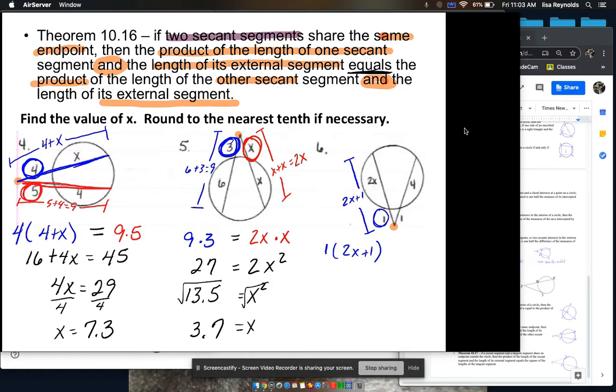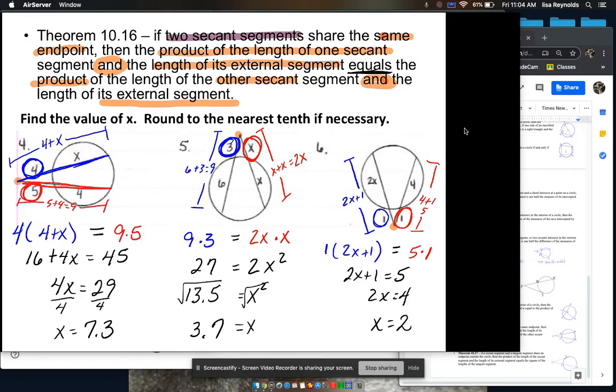We do the same thing with the other one. We need the entire piece, which is 5. And we're going to multiply it by the external section, which is 1. These products will be equal. So when we distribute, this is 2x plus 1. Multiply, we get 5. We subtract the 1, 2x is equal to 4. We divide by 2, and x is equal to 2.